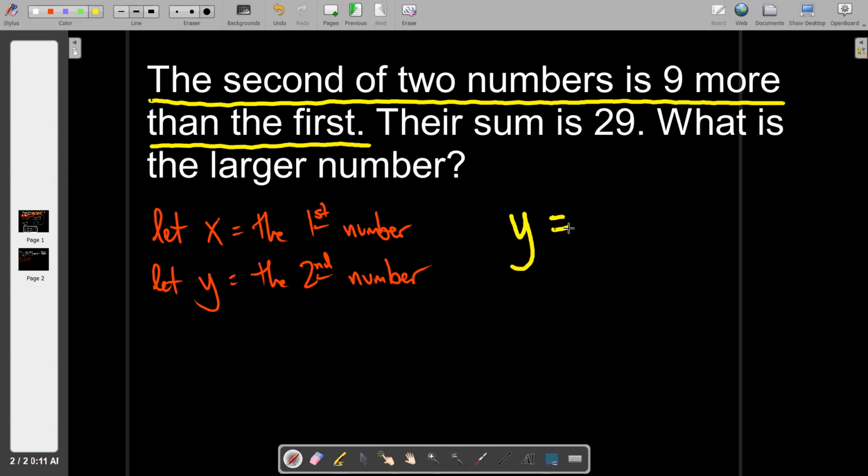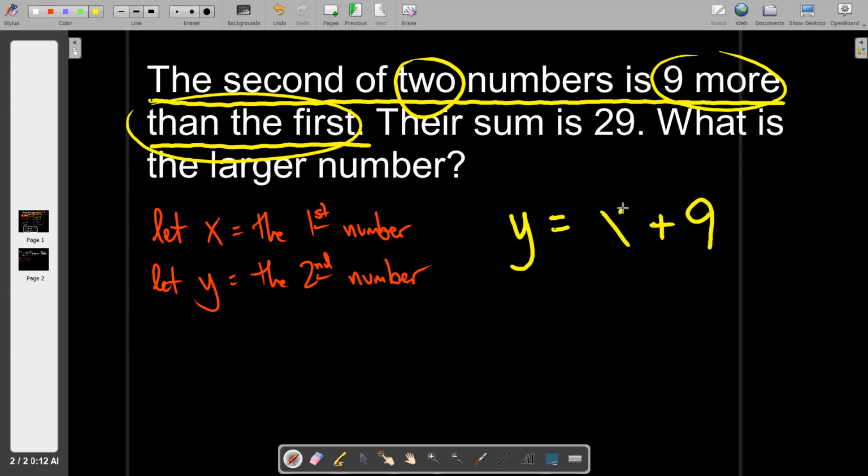Sometimes people get confused when it says the second of two numbers, and they think that this number 2 has something to do, like, should I add 2? It's like, no, it's just the second number is. And that's what that says, y equals. And then after the is going to be the other side of the equation, which says 9 more than the first. And here it goes. 9 more than the first. Piece of cake.